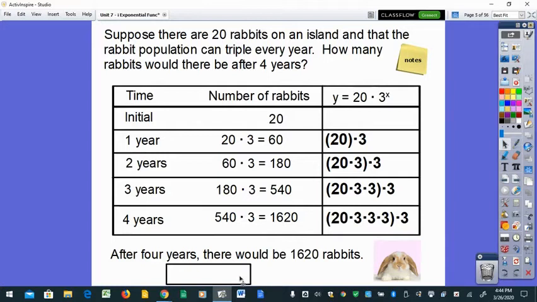1,620 rabbits. If you look at this right here, you can see the formula developing with there's the start amount, and then it's times a base of 3, that factor of 3, and the x would be replaced by how many years. So if we put a 1 in for x, we would get the 60, and if we put the 2 in, we'd get the 180, and you can kind of see where this formula develops.